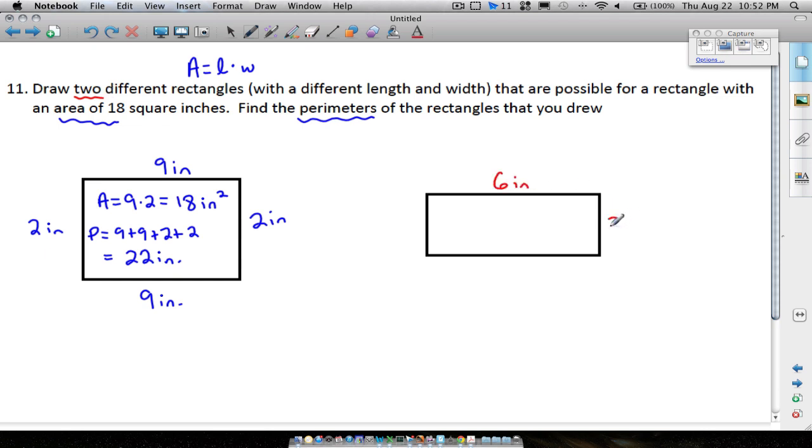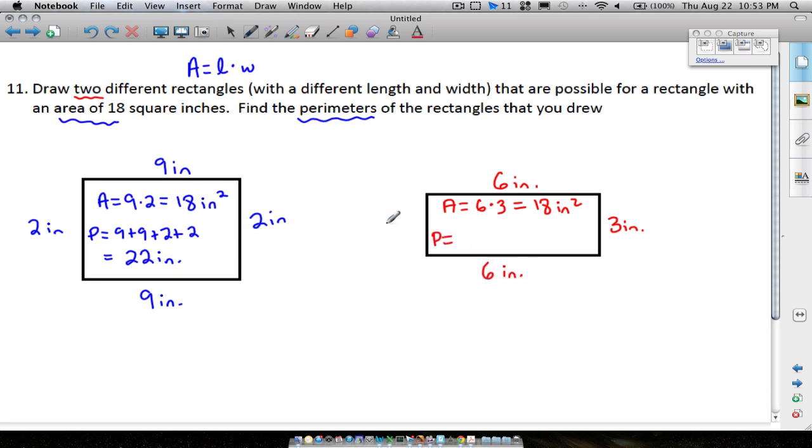Think about it. How about 3? Because the area of this rectangle is going to be 6 times 3, length times width, that is still 18 inches squared, or 18 square inches. The perimeter, let's see what we get for the perimeter here.